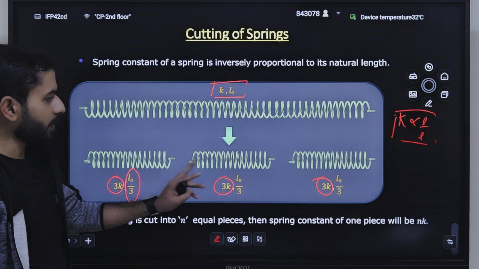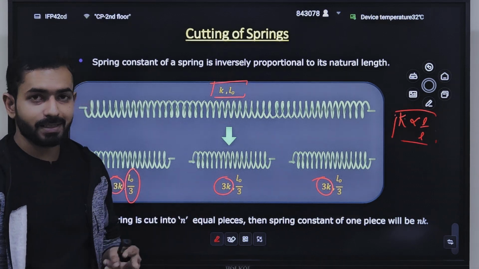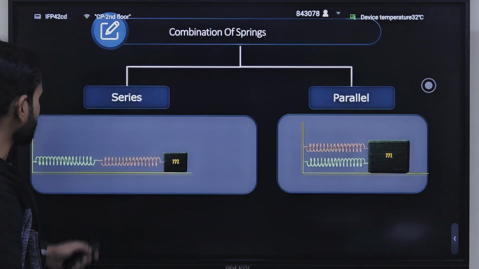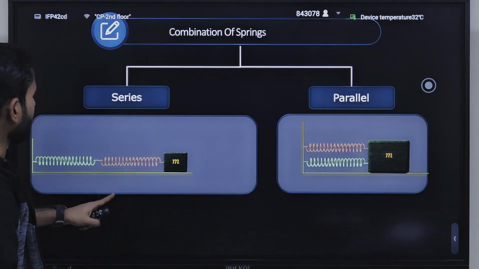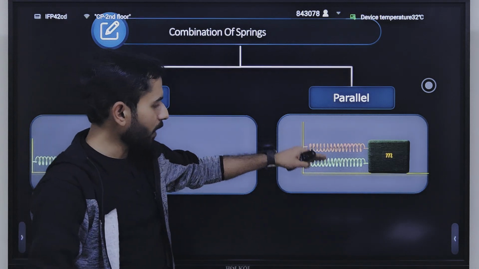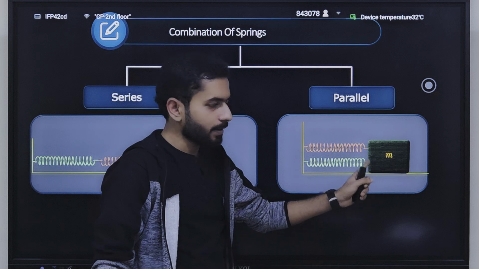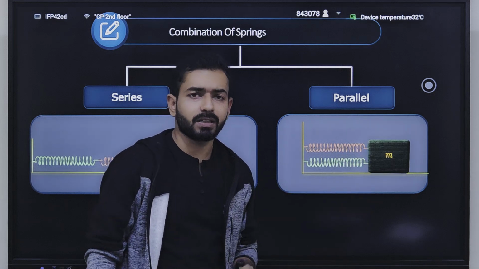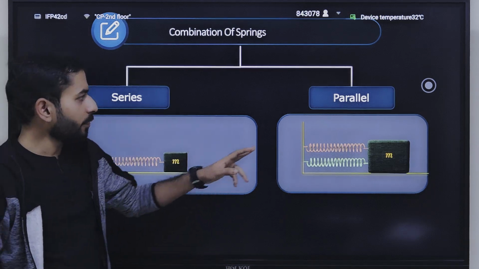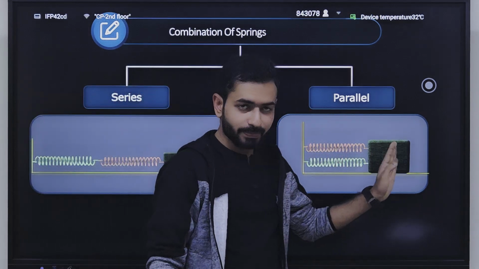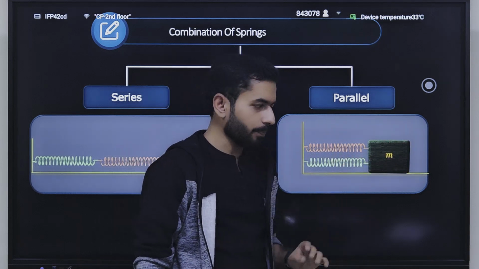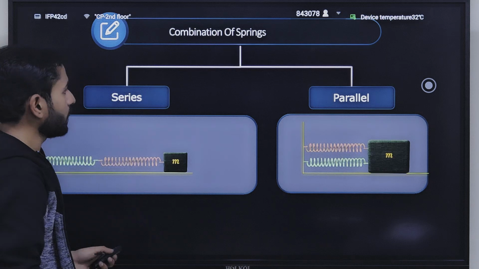Correct? Now when you join, there will be two kinds of combination, parallel combination and series combination. Combination of springs: this kind of combination, joining end to end, is called series combination, and this kind is parallel combination, joined in parallel. What are the properties? When it is series combination, the extension in both the springs is different. When it is parallel combination, the extension or the compression in both the springs is the same.